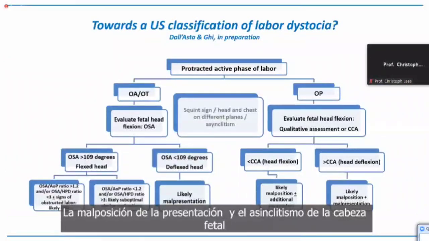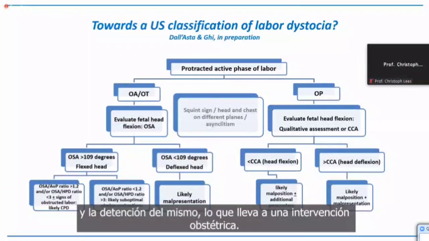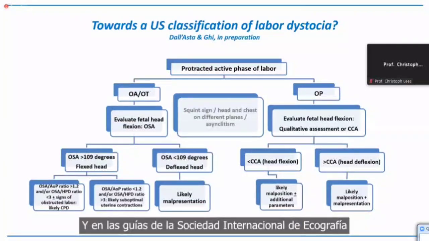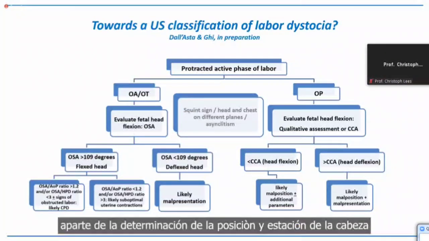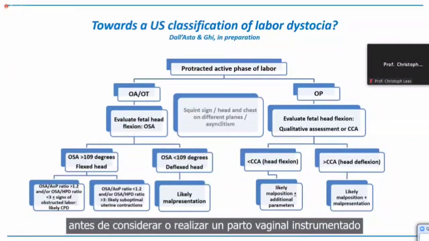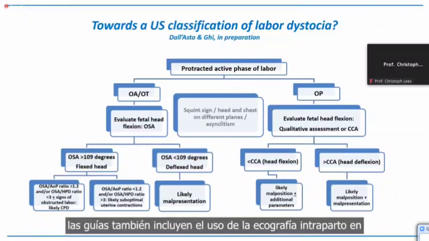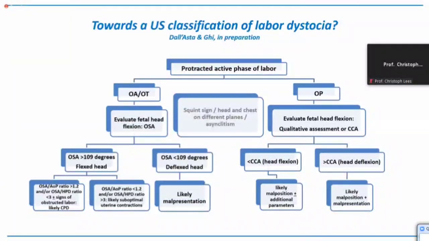That malposition, malpresentation, and asynclitism of the fetal head are risk factors for protracted active phase of labor and labor arrest, leading to obstetric intervention. And if you look at the guidelines of the International Society of Ultrasound in Obstetrics and Gynecology, you can see that other than for the ascertainment of the head position and station before considering or performing an instrumental vaginal delivery, and for the objective assessment of the fetal head malpresentation, the guidelines also endorse the use of intrapartum ultrasound in the event of labor dystocia during the first or during the second stage.